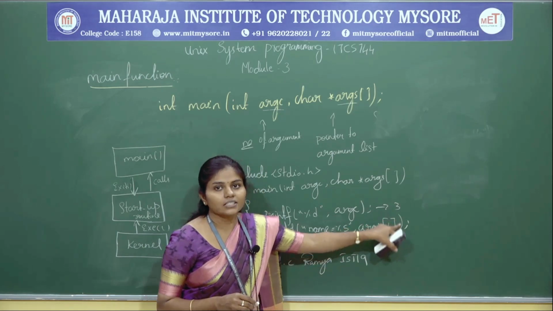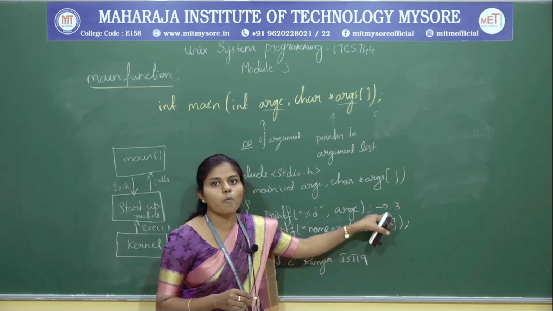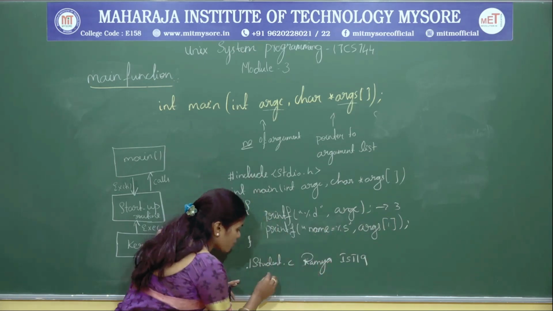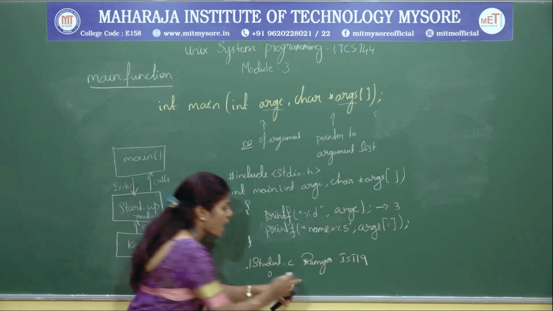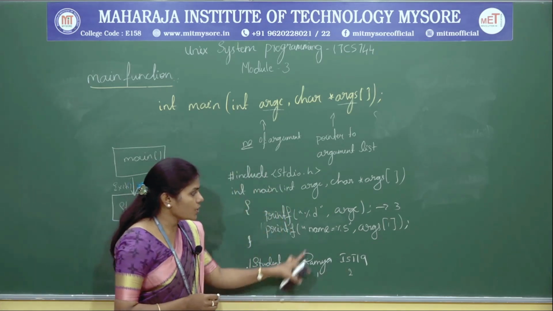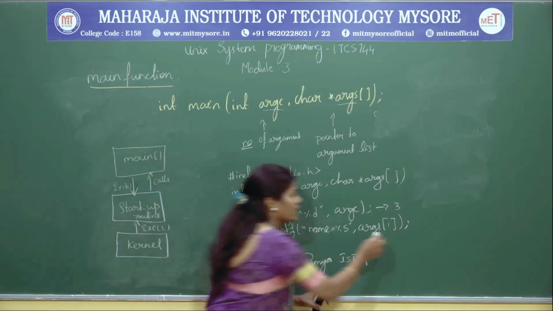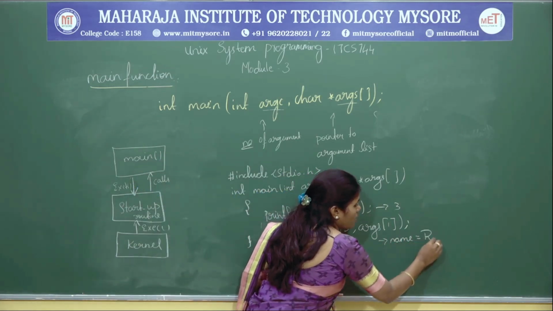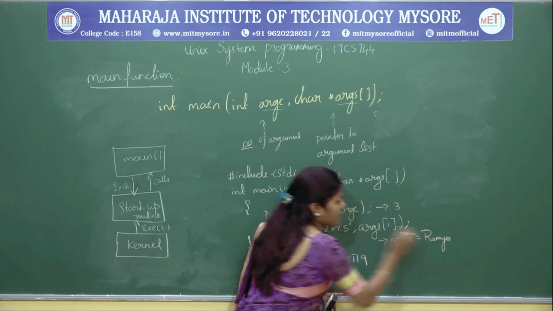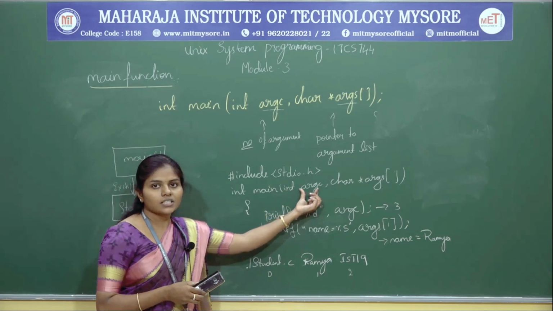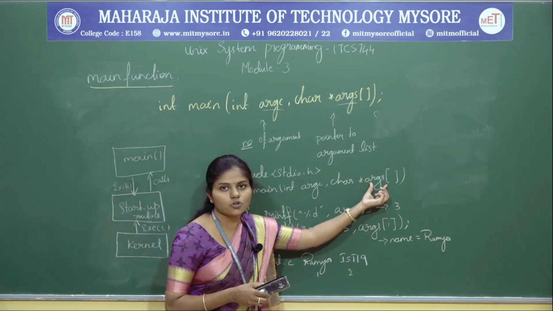So what is argv? It is going to give the pointer to the argument list, right? Now this is the first argument, that is 0, then 1 and then 2, right? So now it is going to display the output, that is name is equal to Ramya. So this is the output you are going to get, right? So this is how argc and argv are going to work.